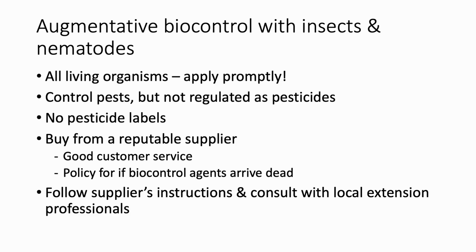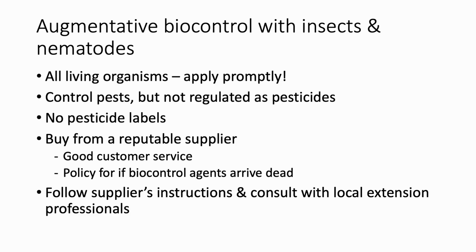You may be used to reading pesticide labels to find valuable information about how to use and store the product. It is best to buy insect and nematode biocontrol agents from reputable suppliers. You should expect a reputable supplier to offer good customer service, including information about how many to purchase and how to apply them. You should also ask them about their policy if biocontrol agents arrive dead. Sometimes there are unexpected delays during shipping.